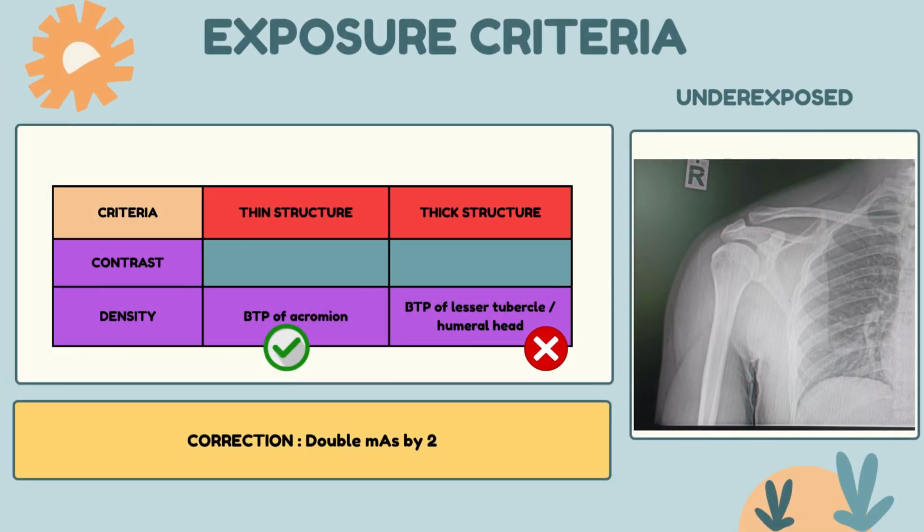If the radiograph was underexposed, the thin structure of bony trabecular pattern of acromion can be seen, but the thick structure of bony trabecular pattern of a lesser tubercle or humeral head cannot be seen clearly. Thus, to correct this, the radiographer should double the mAs by 2.